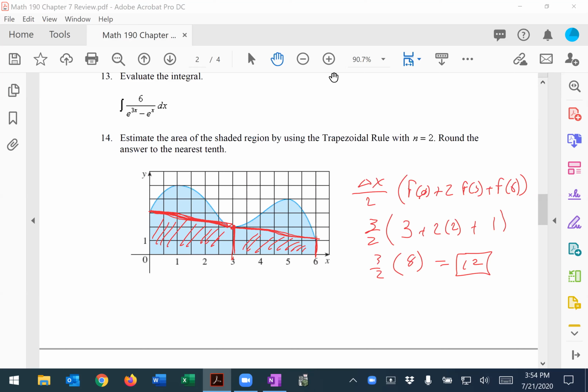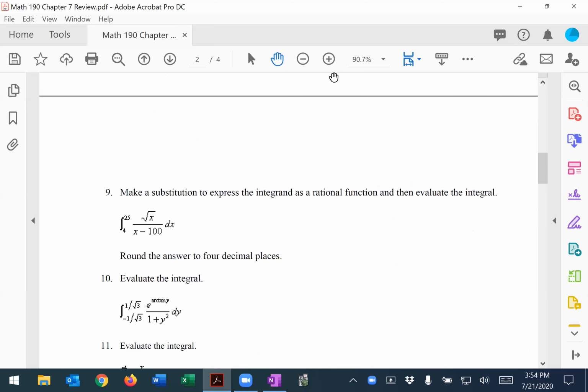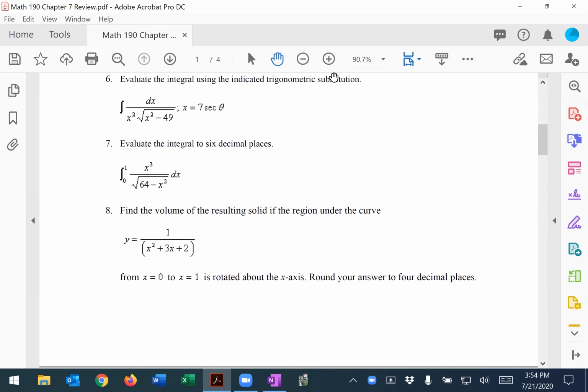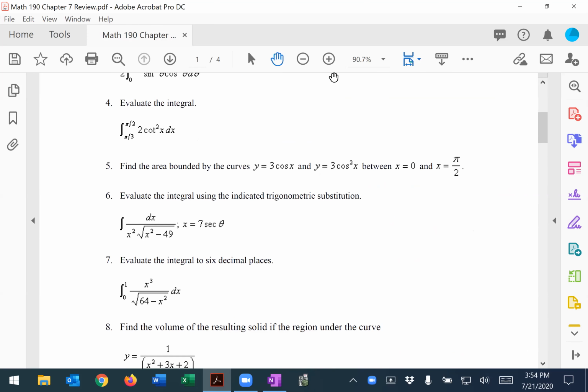Okay, number 5. Let's see what number 5 is here. Find the area bounded by these curves when x equals 0 and x equals pi over 2.